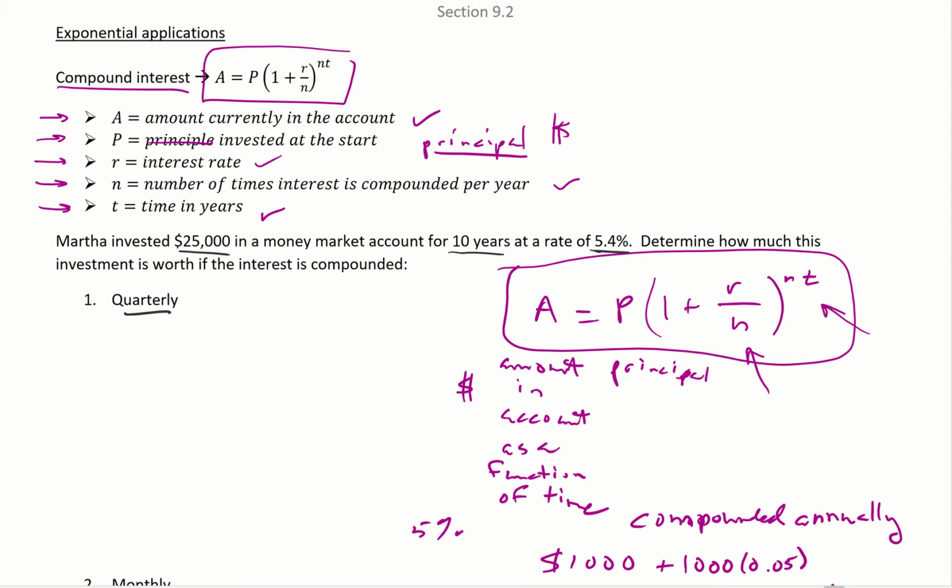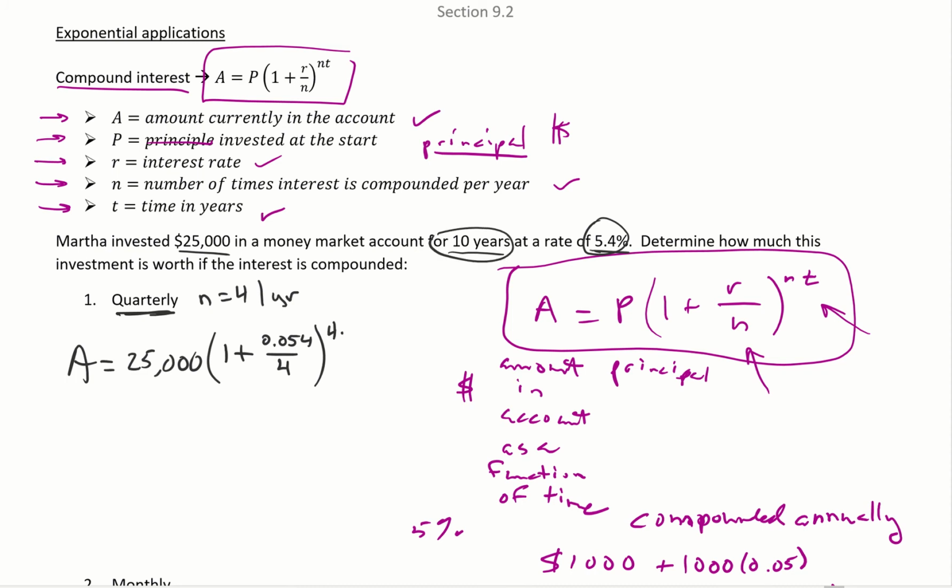Okay, so quarterly would be, you guys, all you have to do is identify who's who. It says, how much is it worth? We're going to say A is equal to the principal, which is 25,000, parentheses 1 plus the interest rate, there it is. Why don't we call it 0.054? We're good with that. Quarterly, N is 4 times per year. So we divide by 4, take the power 4, and then finally, how many years? 10. 4 times 10.